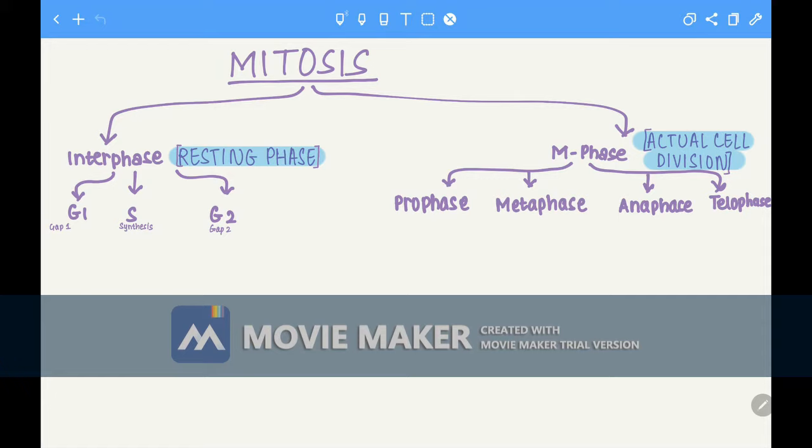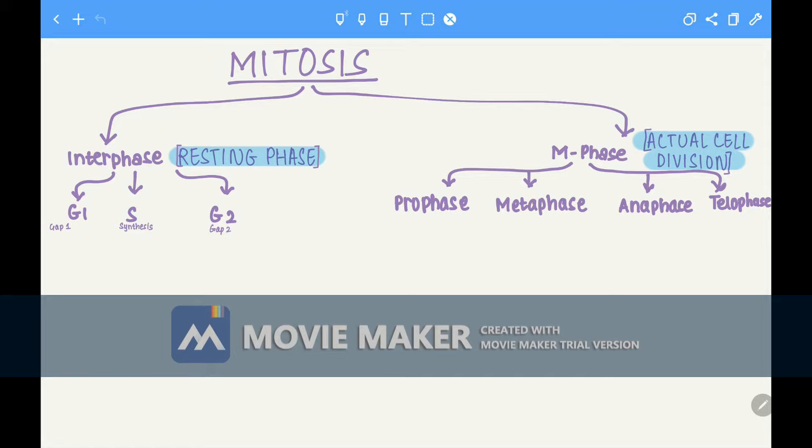All organelles duplicate during the interphase so that after the M phase, wherein the actual cell division occurs, they can equally be distributed between the daughter cells. Interphase, though it is known as a resting phase, is not. The cell is not resting during the interphase. Rather, it is a preparatory stage wherein the cell is actually preparing to undergo a smooth process of cell division.